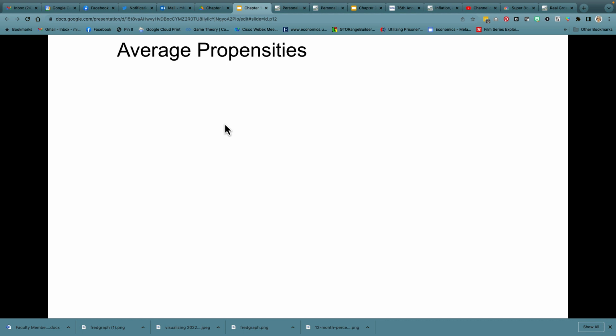All right, so now let's go back and talk about some of those propensities that you may have seen on that earlier slide. First of all, propensity is a $20 word. Propensity just means tendency, okay? So we're going to have average tendencies and marginal tendencies. So let's start with the average tendencies, the average propensities.